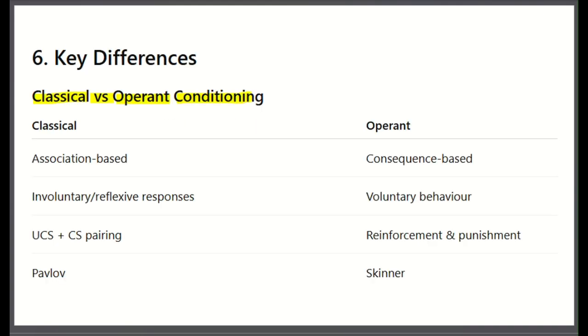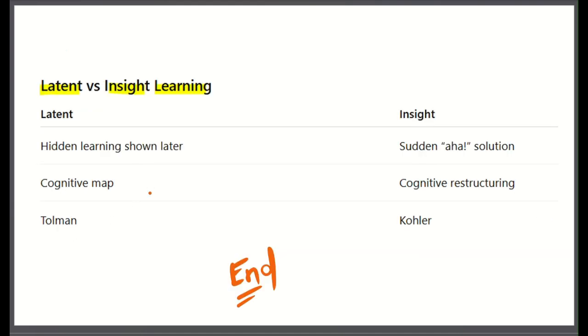Classical conditioning is association-based, involves reflexive behavior, and was given by Pavlov. Operant conditioning is consequence-based, involves voluntary behavior, and was given by Skinner. Latent learning is hidden learning shown later, while insight learning is a sudden solution. This completes the detailed summary of Unit 6 learning.